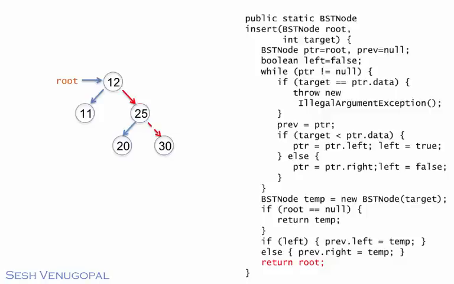And finally, 22 is inserted, following the zigzag path 12 to 25 to 20, where a right turn is made and 22 is attached. Okay, that about does it for insertion. Next up, deleting from a BST, which I will take up in a separate part 3 video.